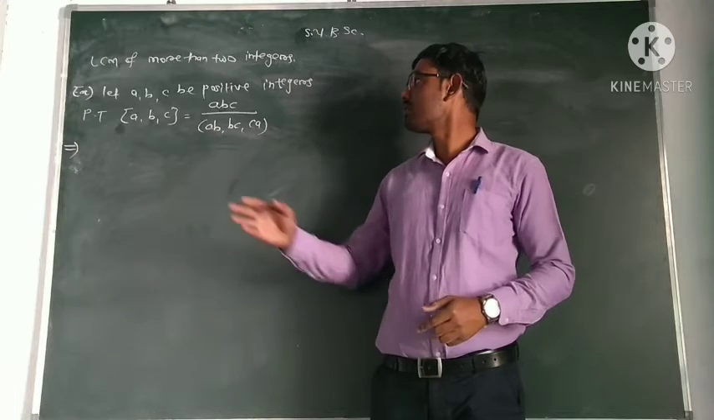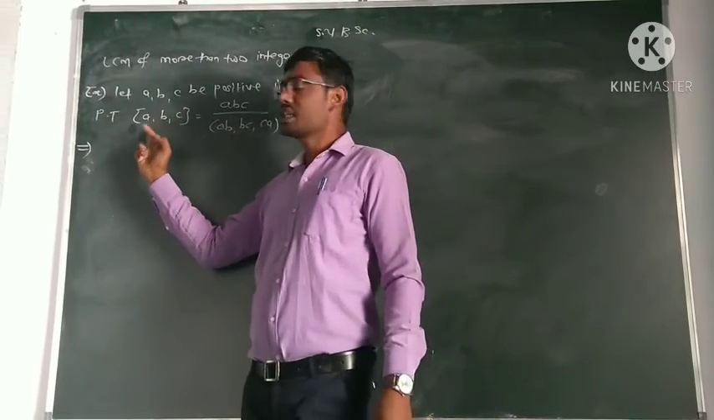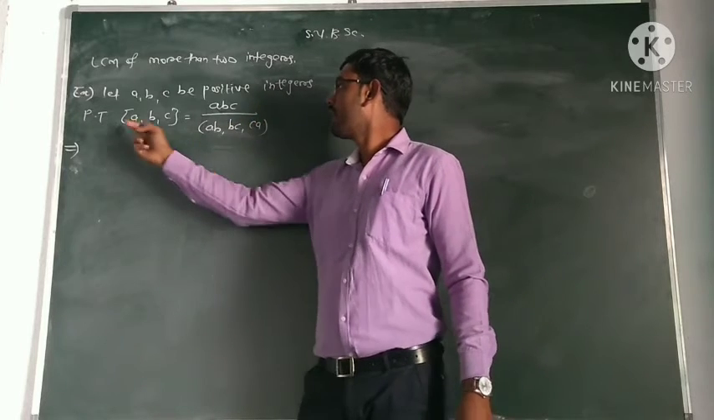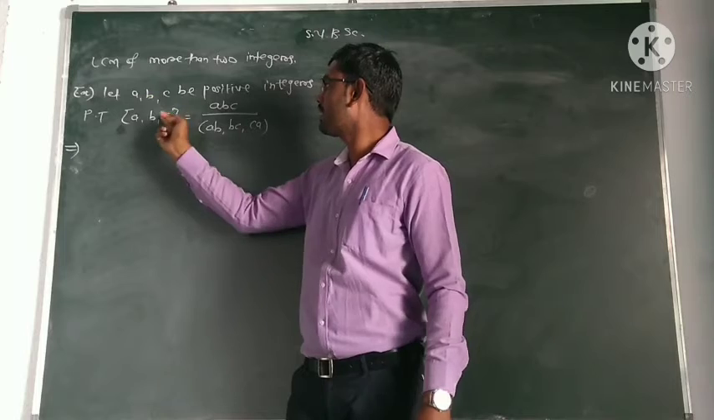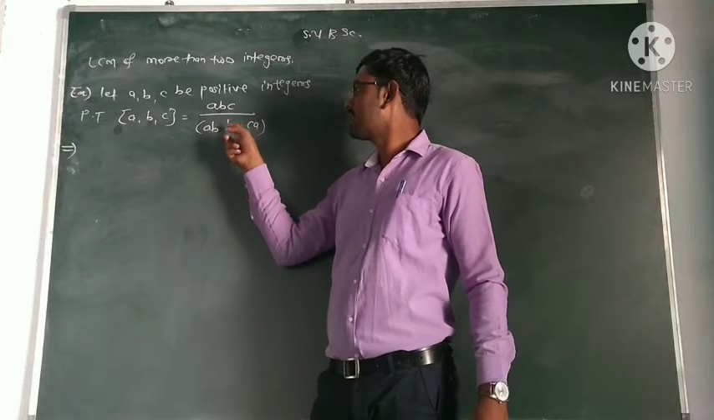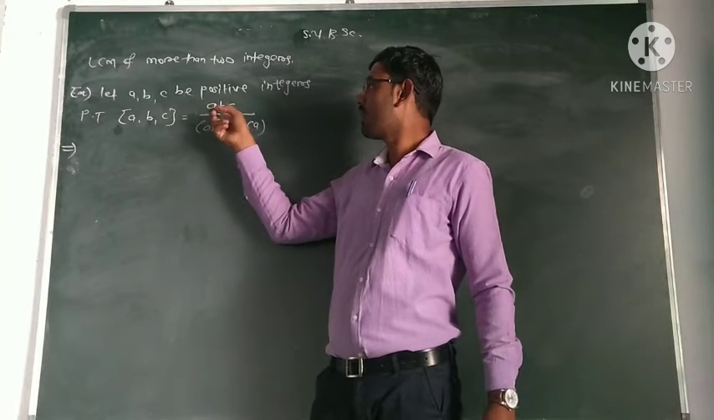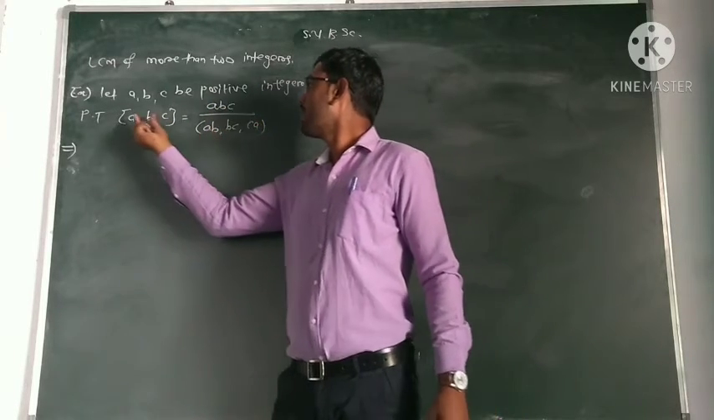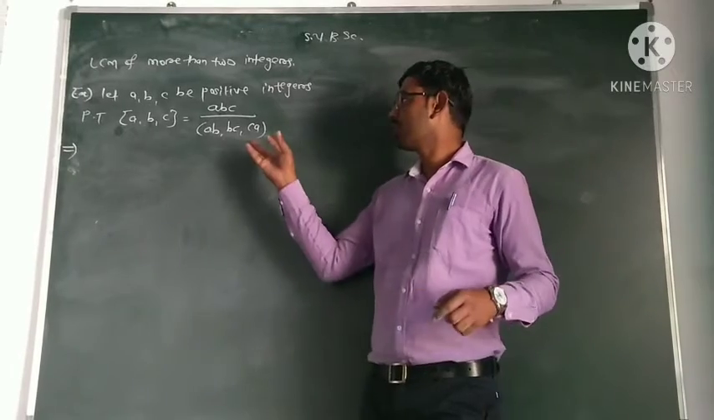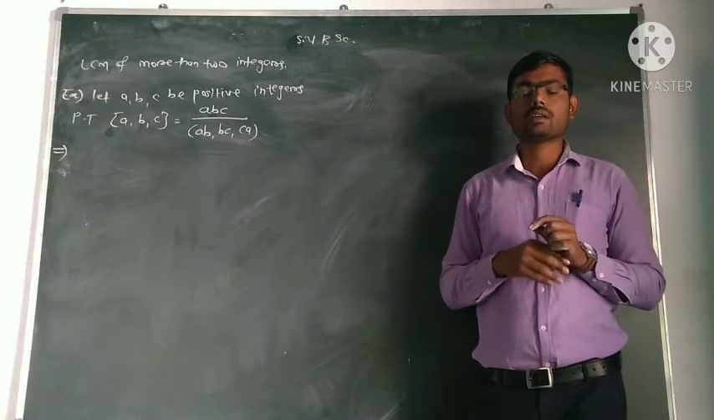So the next example is: let A, B, C be positive integers. Then the LCM of A, B, and C is equal to A into B into C upon the GCD of AB, BC, and CA, because C into A is the same as A into C, and B into C is the same as C into B. So the LCM of A, B and C is always equal to A into B into C upon the GCD of AB, BC and CA. You have to prove this. Now, in proving this, we will use our basic result. We don't have to apply any other knowledge.